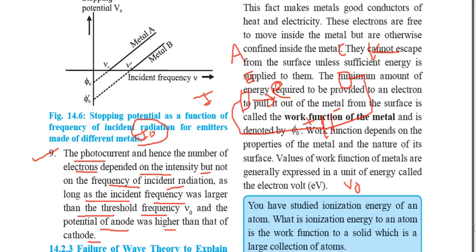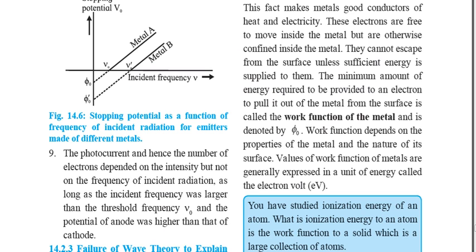So the stopping potential V0 is there, and the incident frequency is denoted by V. This depends on the metal which is used for making the emitter plate. Two metals are used, metal A and metal B. So these are the observations for the experimental setup for the photoelectric effect.